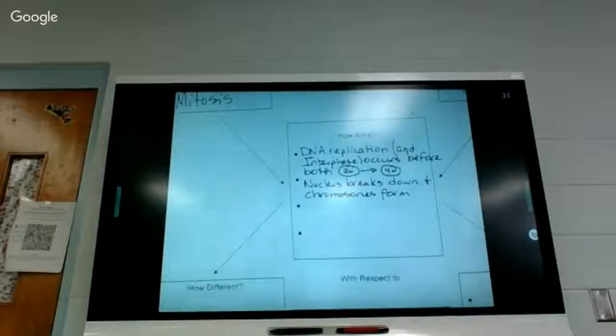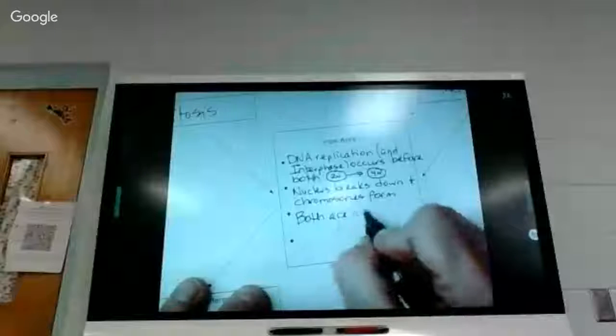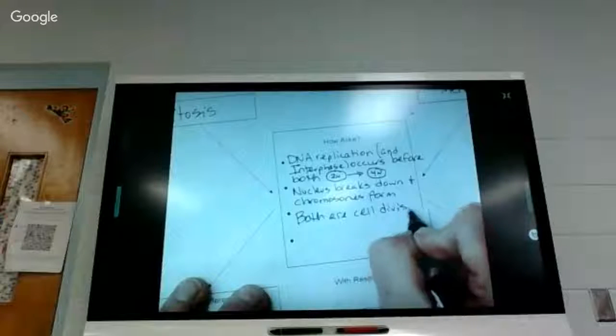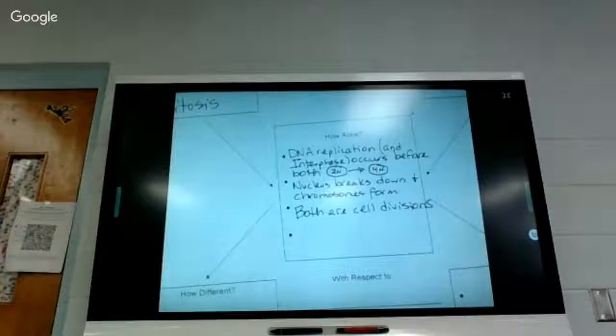All right, somebody other than Annette, she's already got 2 check pluses. Somebody tell me another one. Similarity. What are they both making? Cells. Okay, both are cell divisions, but for different purposes. Okay, what are they also both used as for a type of reproduction?